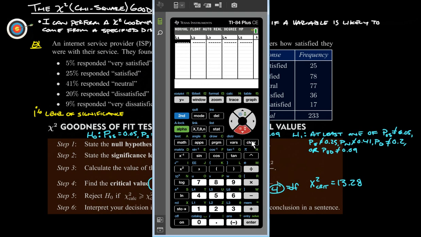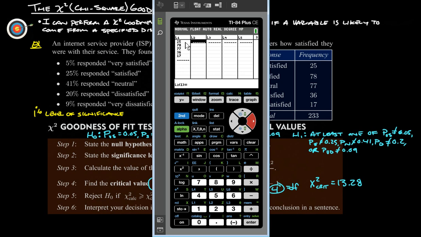It will clear the whole thing out. Okay, so remember the first one is the observed. What numbers did we actually get? That's going to be these here. So we're going to enter 25, 78, 77, 36, and 17. Then this next one, list 2, is always going to be the expected value.